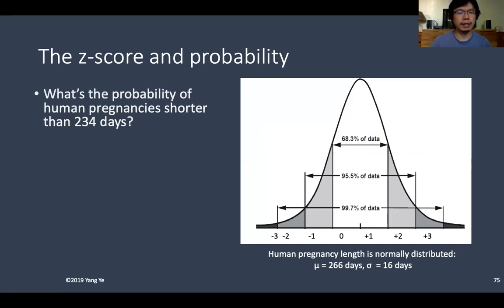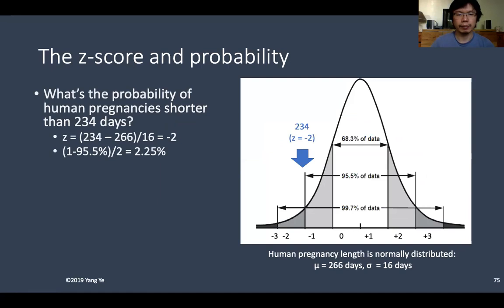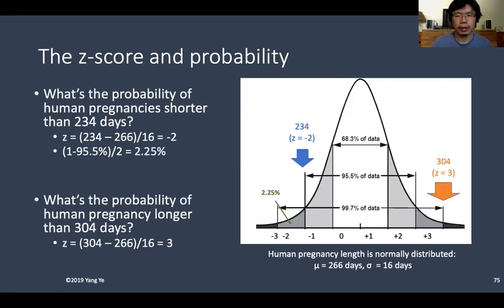So the question we asked earlier can now be solved by referring to Z scores. Z equals minus 2 gives you the same result, that 2.25% of the Z scores will be lower than that. And if a Z score equals plus 3, then we know that only 0.15% of the Z scores will be higher than that. So this is a standardized way of determining the probability of values falling into a certain range for a normally distributed variable.